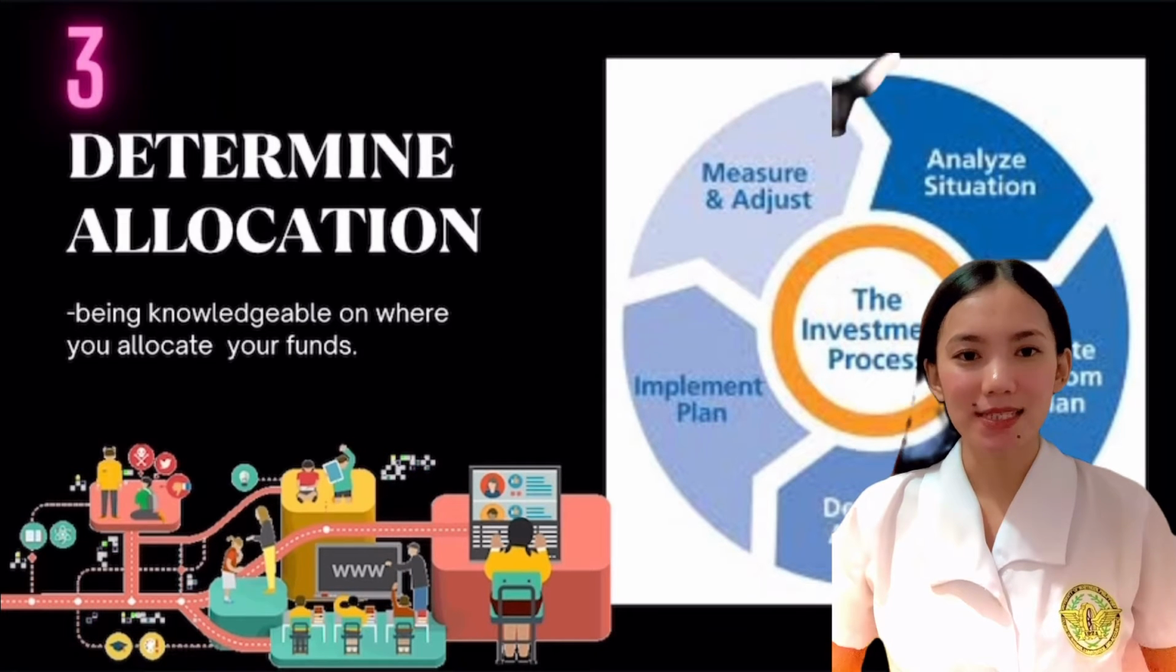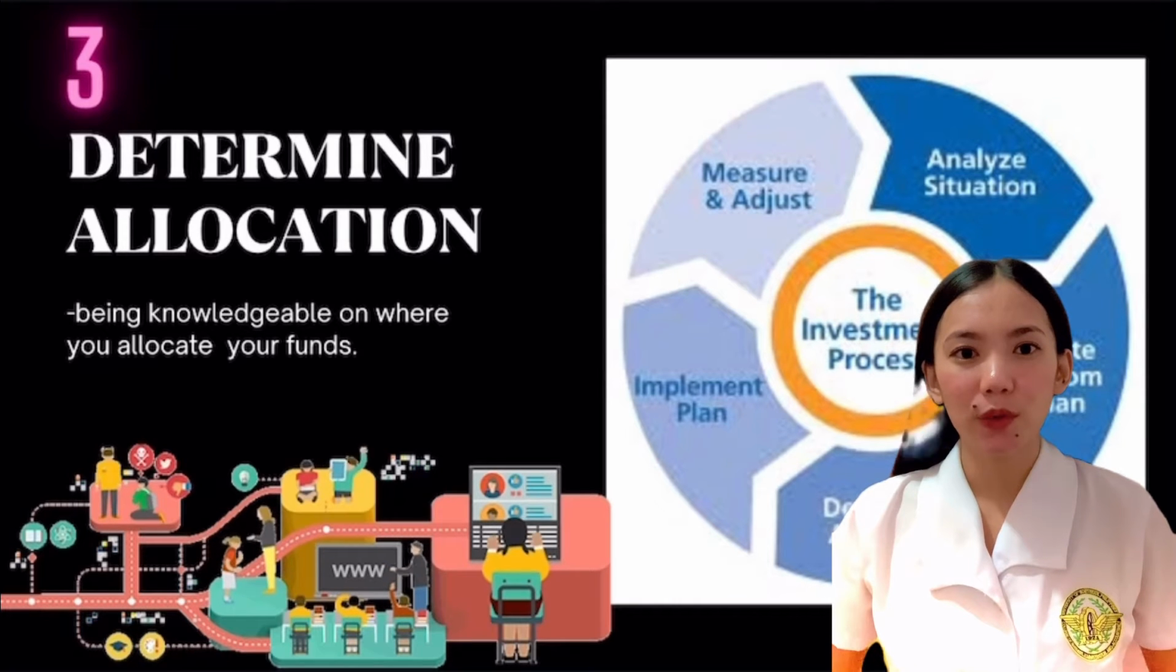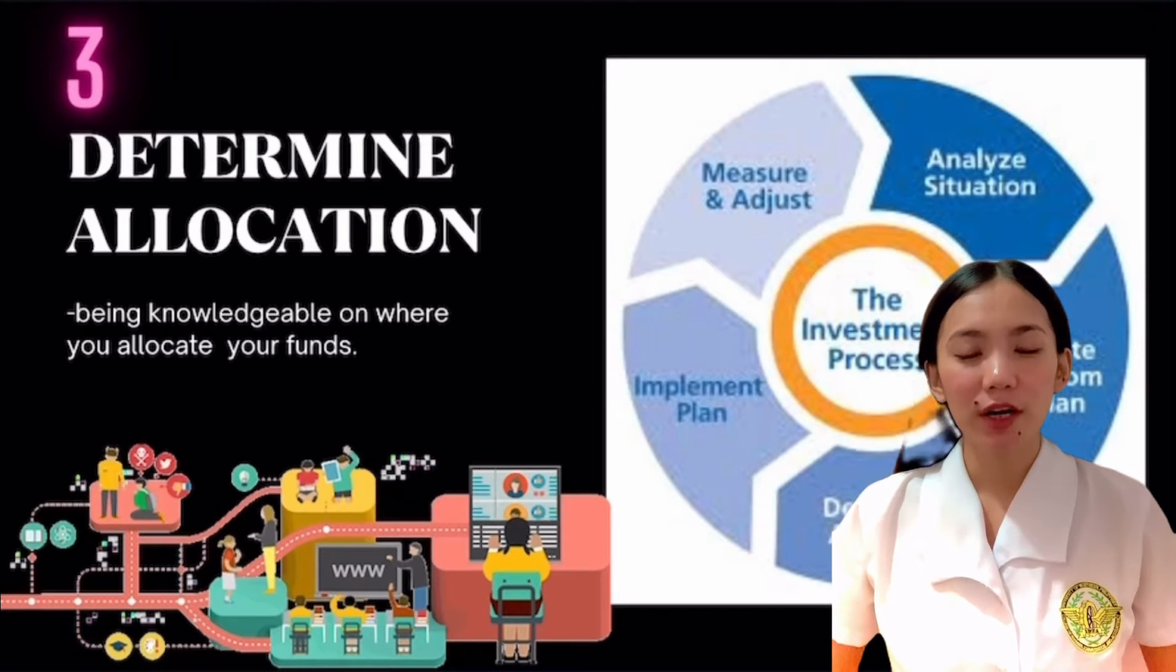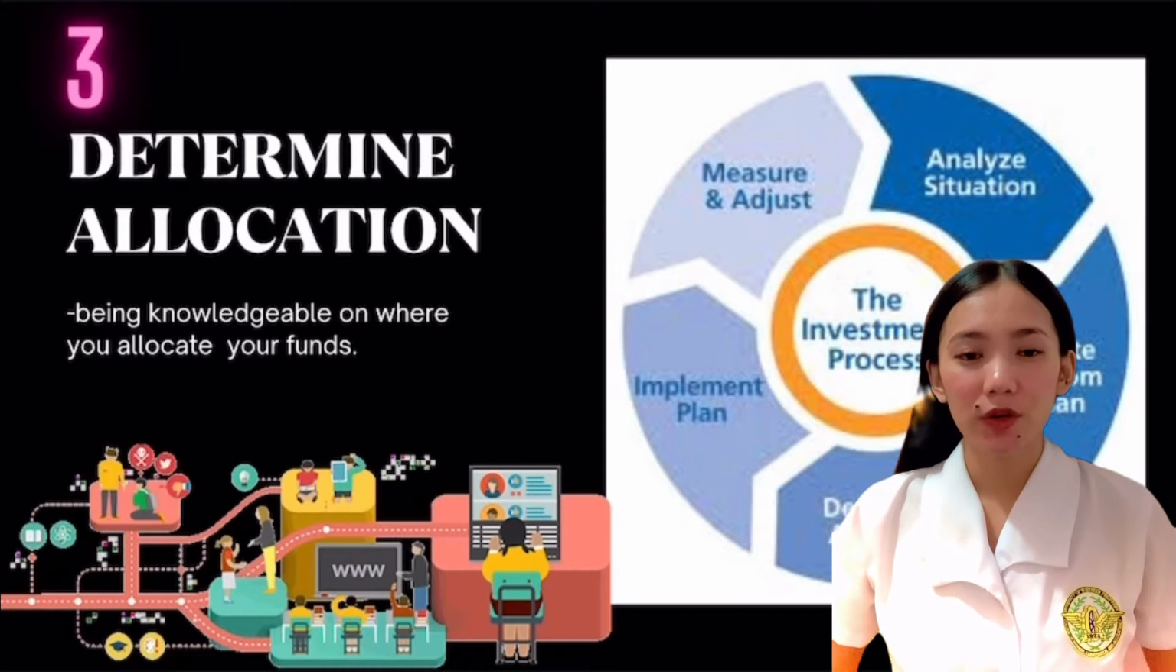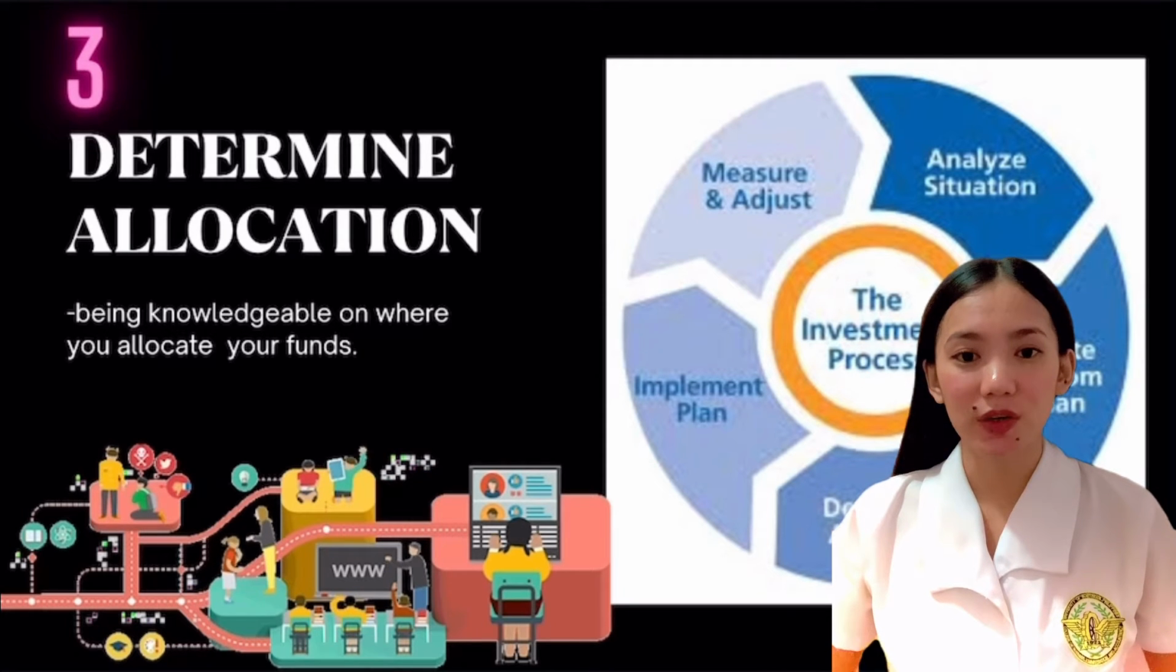The third process is to determine allocation. Being knowledgeable on where you allocate your funds. It is important to determine where you put your money and what you are investing it with. Monitoring where your funds go is a way of securing it.